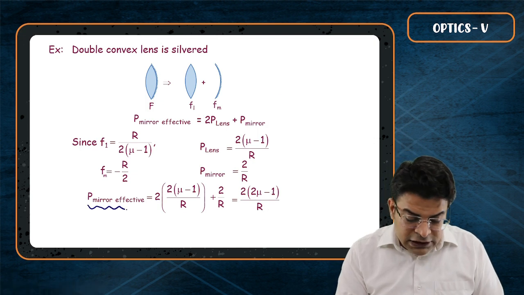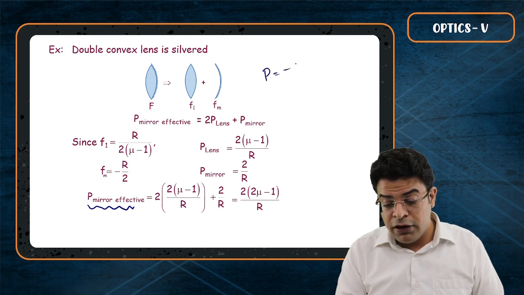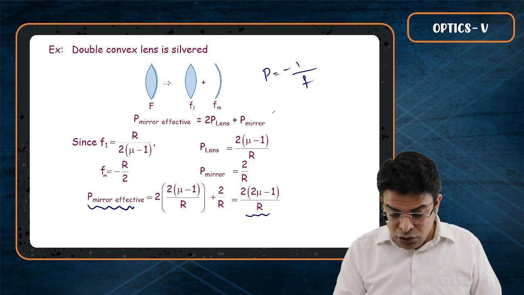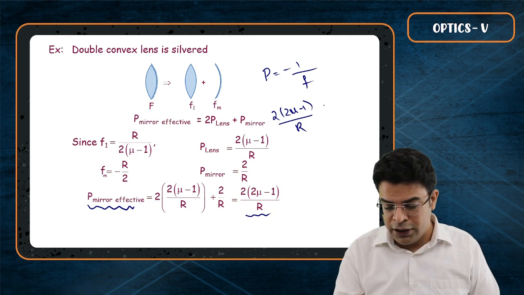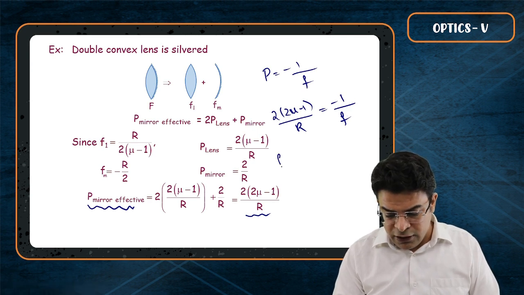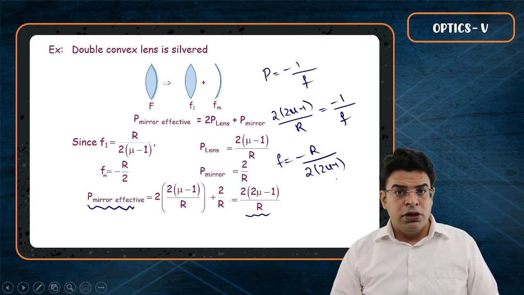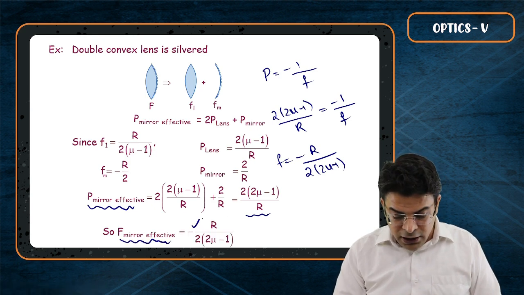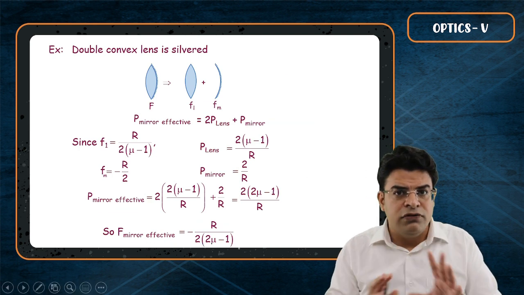Now I know the power of the effective mirror formed. And for a mirror, we write that power equals minus 1 upon the focal length of the mirror. So you will write this 2 times of 2 mu minus 1 upon r, which is the power of the effective mirror formed, equals minus 1 upon its focal length. So here you can say that f equals minus r upon 2 times of 2 mu minus 1. So the focal length of the effective mirror formed is nothing but minus r upon 2 times of 2 mu minus 1. Now this is one example.